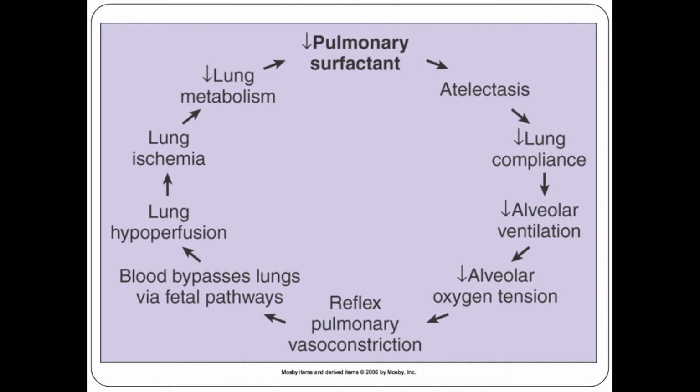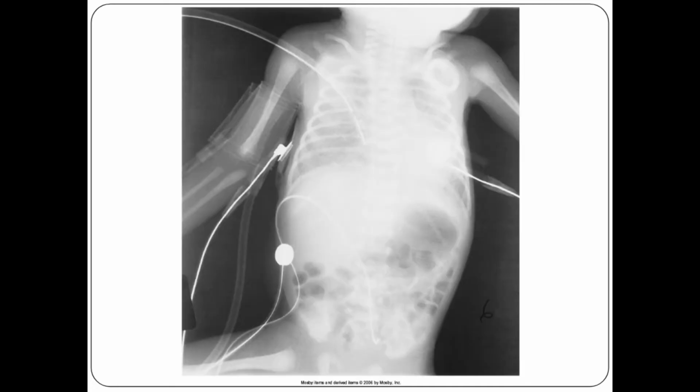As a result of the decrease in pulmonary surfactant, what happens? Atelectasis occurs. As a result of atelectasis, lung compliance decreases, alveolar ventilation decreases, alveolar oxygen tension decreases, and reflex pulmonary vasoconstriction occurs. Blood passes through the fetal pathway, lung hypoperfusion occurs, fetal lung ischemia occurs, and lung metabolism is reduced.